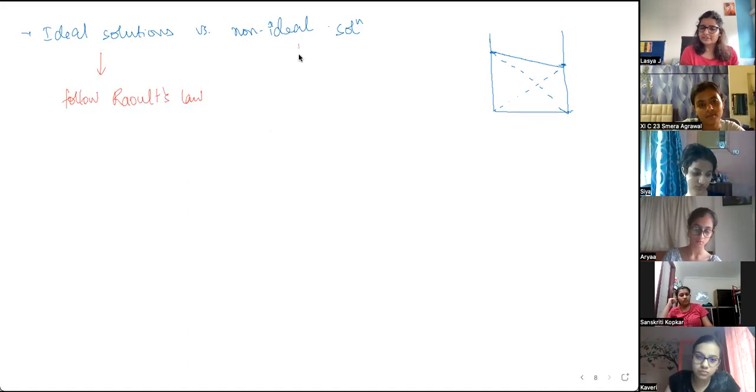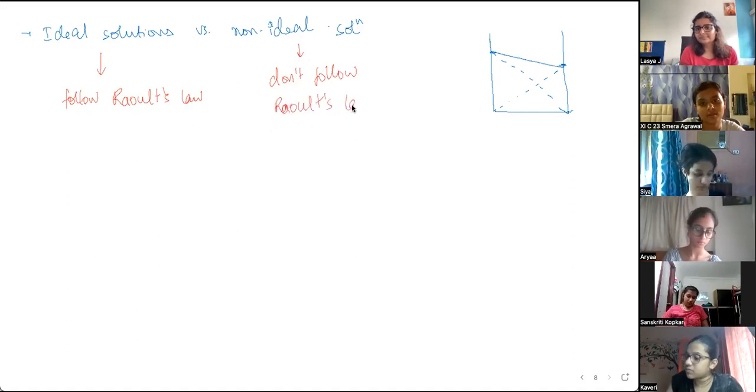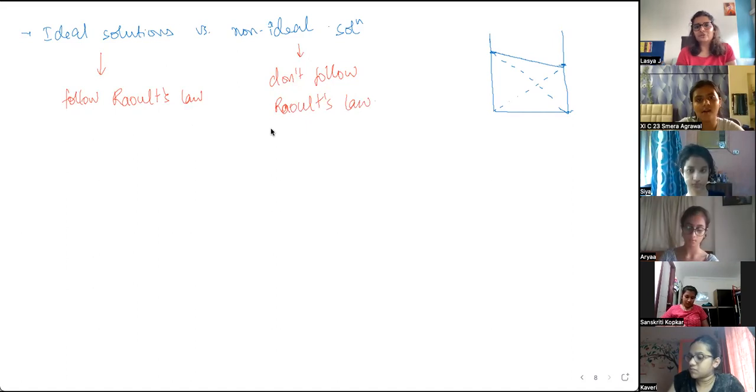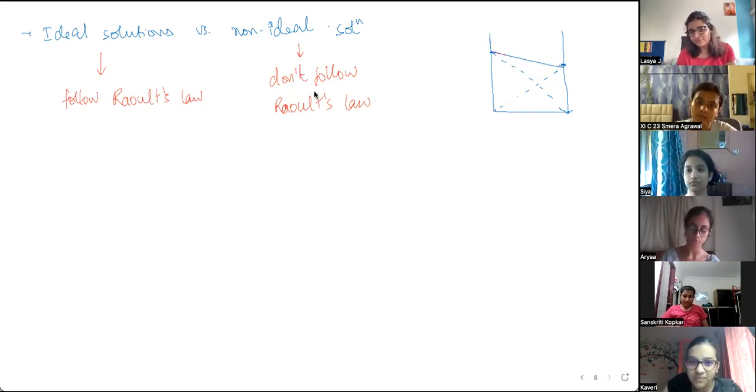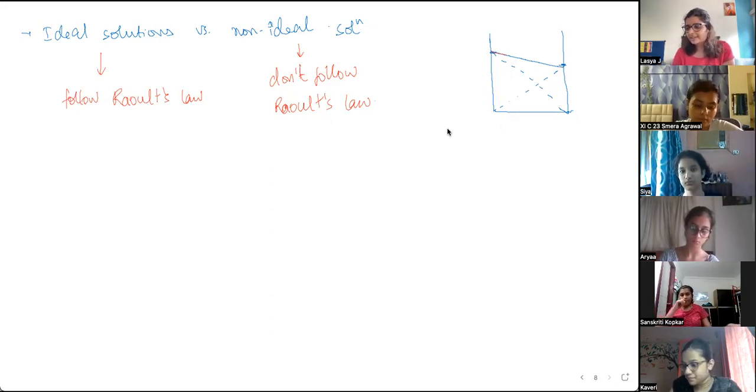And non-ideal solutions don't follow Raoult's law. Okay, so what do we mean by following or not following Raoult's law? If they follow Raoult's law, when you draw this graph, it's going to look like this. If they don't follow Raoult's law, we won't get a straight line. We'll get something different from this.